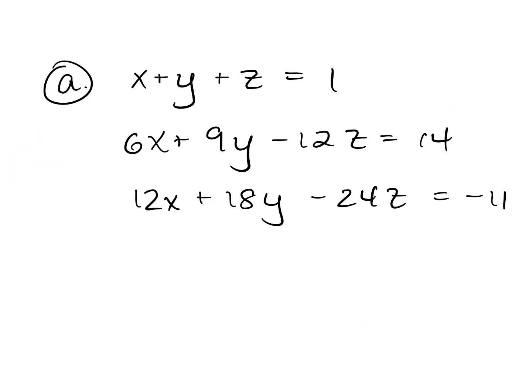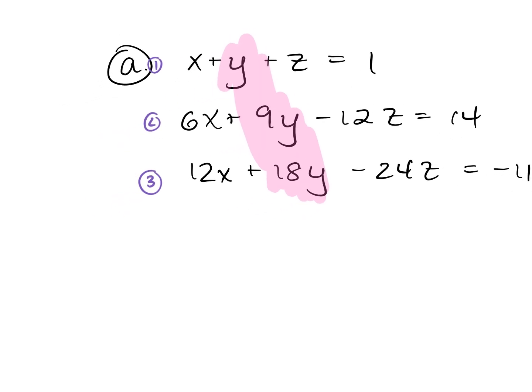All right, for A, down at the bottom, I'm going to label my equations 1, 2, and 3. Which variable do you want to eliminate? We can pick y again. That's fine. Let's do y. So remember, if we pick y, we got to stick with y. So which 2 equations do you want to combine? 1 and 2? Let's do it.